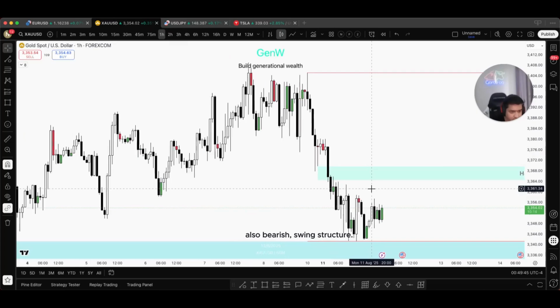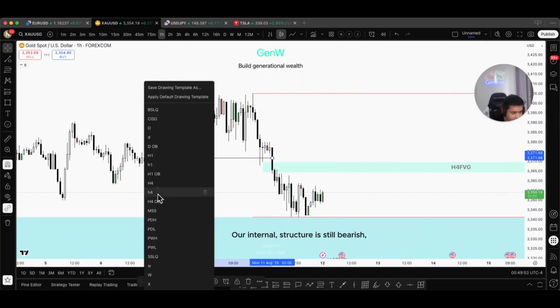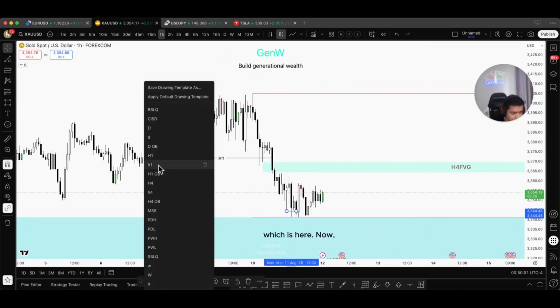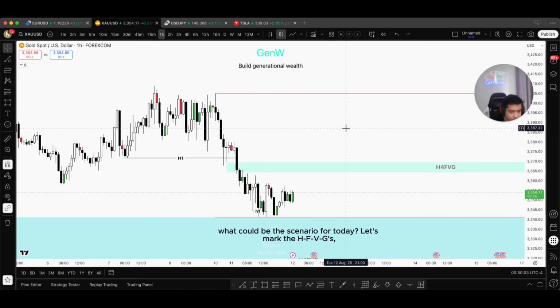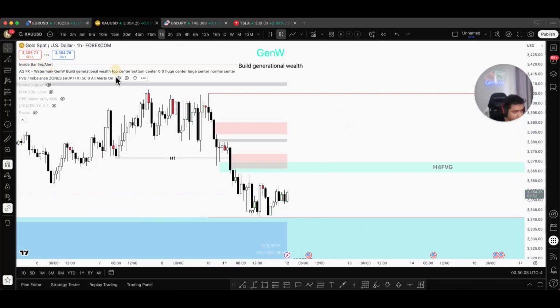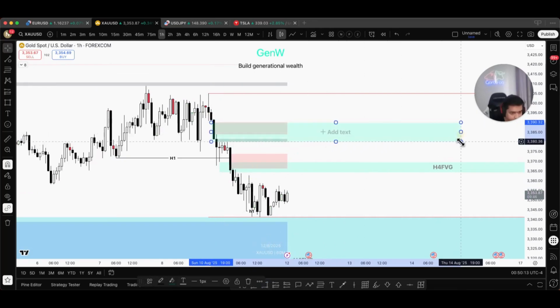Now let's go and check out the H1 structure. On H1 our structure is swing structure. The structure is still bearish, which is here. Now what could be the scenario for today? Let's mark the HFVGs, which are right here.